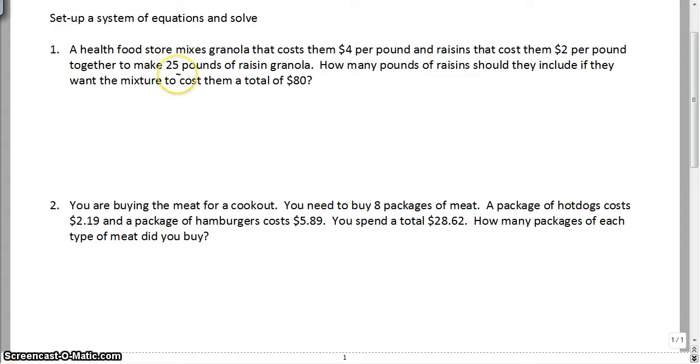So what do we have? What kind of stuff do we have? Well, we have granola, plus we have raisins, and we are going to need a total of 25 pounds of granola and raisins combined. And now we want to spend $80, so we have a money equation. So we know that it's $4 per pound of granola plus $2 per pound of raisins, and then we want the total to be $80. And that's it.